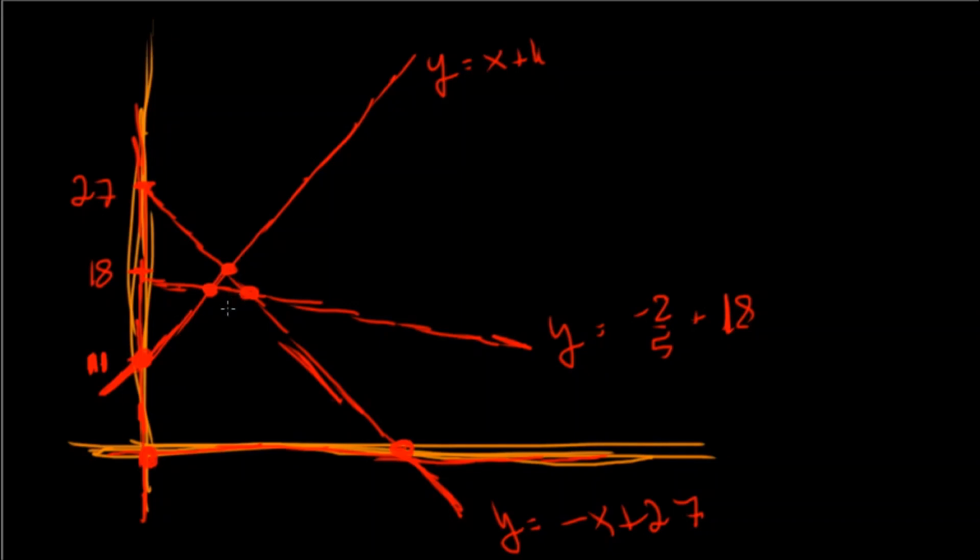Let's look at the region where these inequalities intersect. So y must be less than all of these things. If I think about the region where x and y agree with all of these inequalities, like this little tiny triangle here, that is not going to work, because while it is less than x plus 11 and less than negative x plus 27, it is not less than negative 2/5 x plus 18. So I want to go ahead and get rid of that.